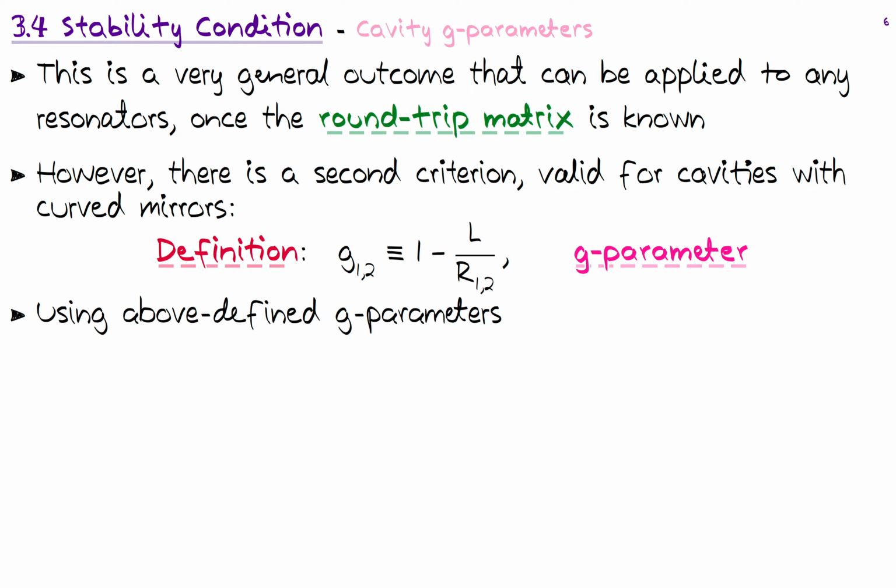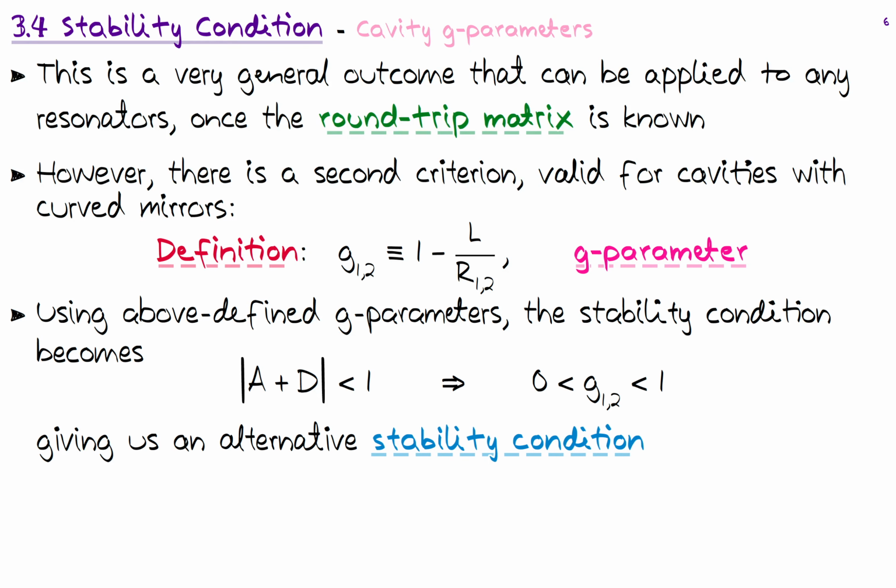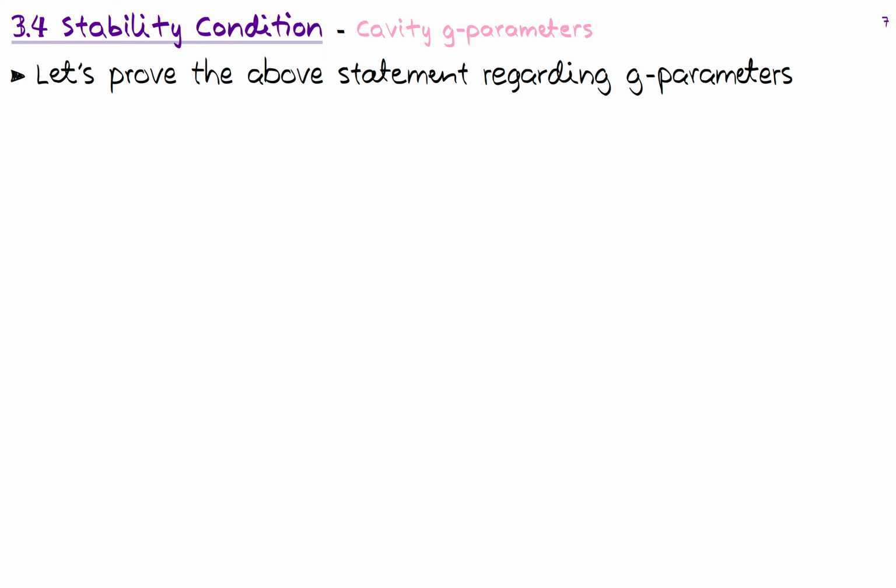Using these G parameters defined above, we can simply write the stability condition. So this is what we had before, in a way that the G parameters product is in between 0 and unity. And this gives an alternative stability condition. Let's now prove this statement about the G parameters.